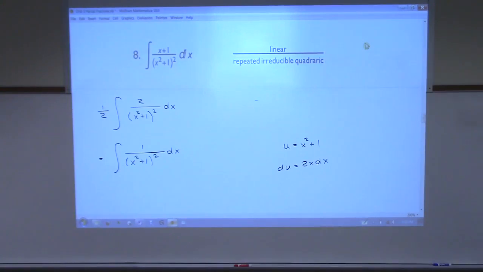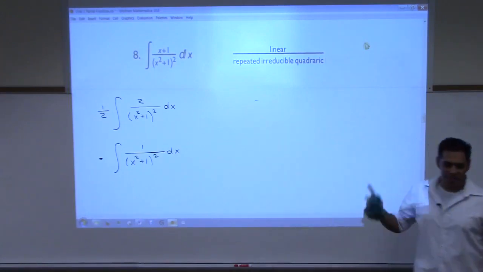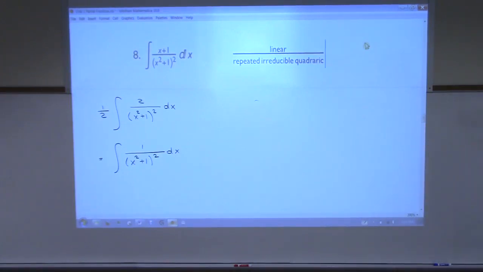Yes. Trig sub. That's going to be it. That's right. We're going to have to see this as the square root of x squared plus 1 to the 4th. Now look.